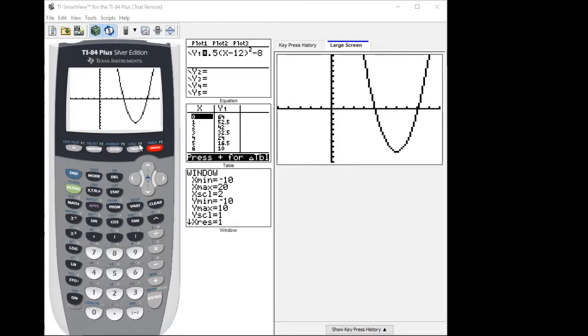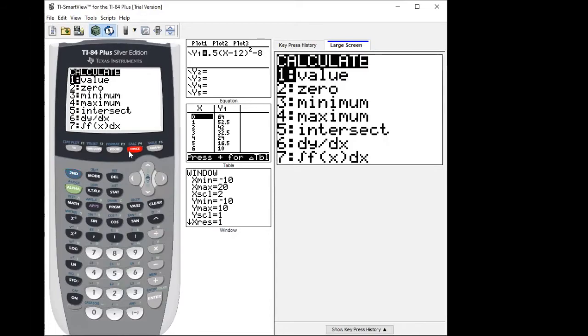Now, if you look above the trace button, it says calculate. So you hit second, which is kind of like your shift, and then you hit calculate. And it gives you a bunch of things. It says value, zero, minimum, maximum, intersect. You're going to do all of them except for 6 and 7, which are calculus things. So you're going to do number 2. You can just press 2, or you can move the thing down.